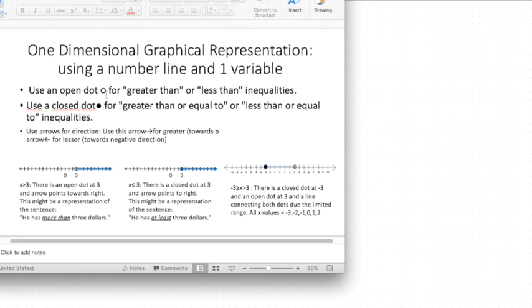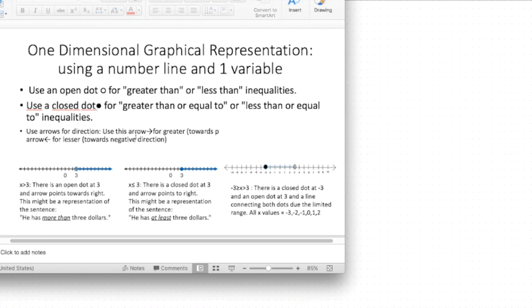Use an open dot for greater than or less than inequalities. And then you're going to use a closed dot for greater than or equal to or less than or equal to. So whenever you have equal to involved, you would shade it in. It will be a closed, or we call it a solid dot. And then you use arrows for direction.